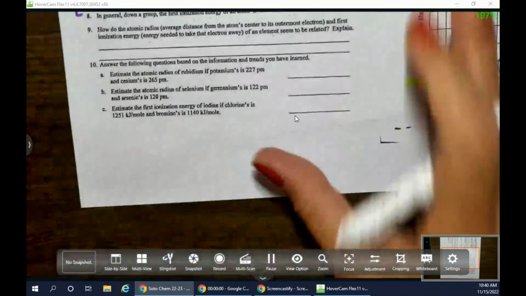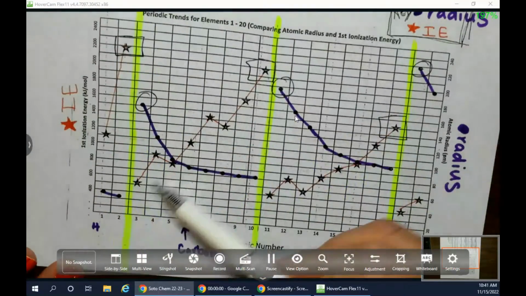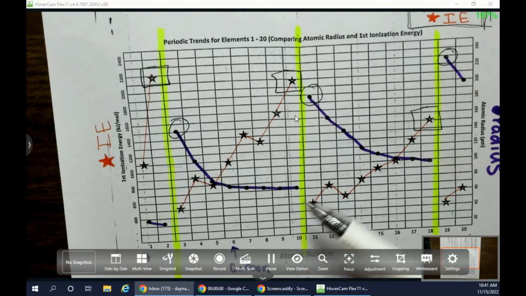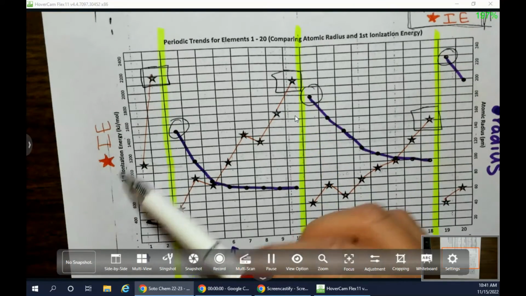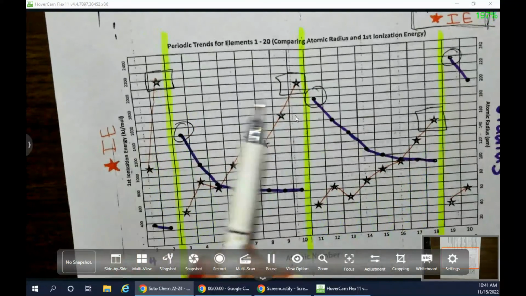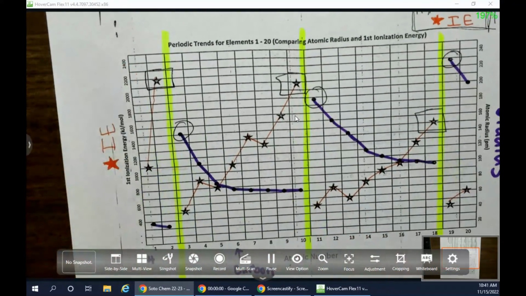In general, across the period, what happens with that first ionization energy? So in general, what are all of these little points leading up to the squares doing? Are they increasing or decreasing? Going up to where we put a square around the star: increasing, increasing, increasing. And then down a group, that would be down across the whole graph there, they gradually got smaller, meaning they decreased.